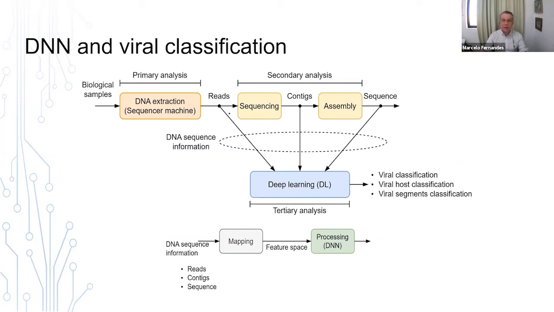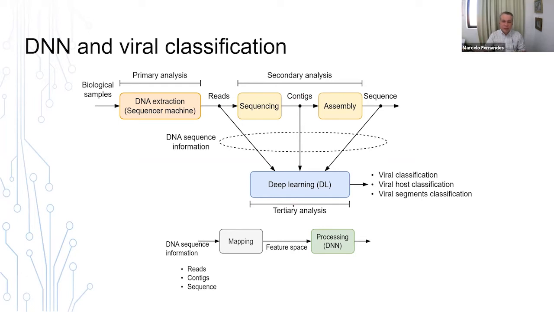When you use deep learning in bioinformatics, you can use it after the primary analysis, where we have the reads. Reads are pieces of the whole DNA. I don't know if you remember that after the primary analysis, you have pieces of the DNA, and these pieces are called reads. After that, you have the secondary analysis, with sequencing and assembly, where we create the whole sequence.